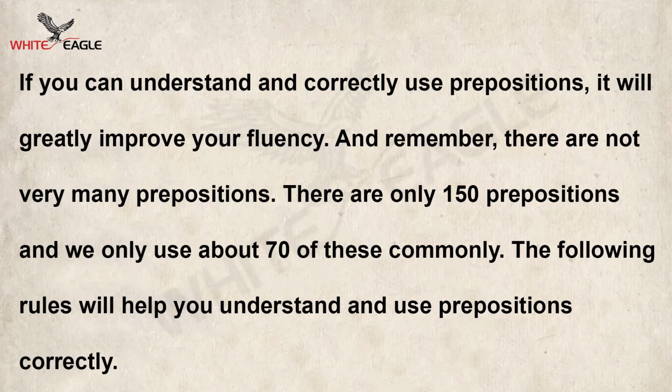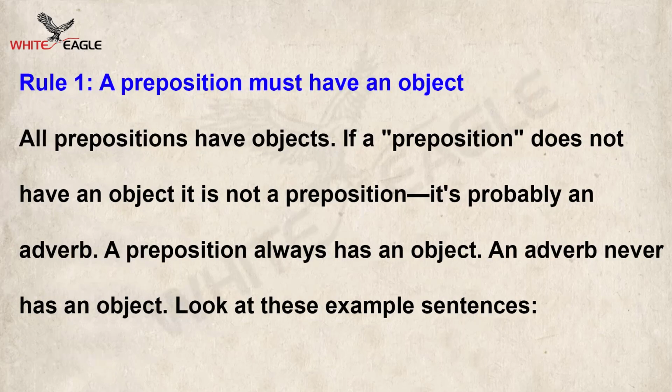And remember, there are not very many prepositions. There are only 150 prepositions, and we only use about 70 of these commonly. The following rules will help you understand and use prepositions correctly. Rule 1. A preposition must have an object.